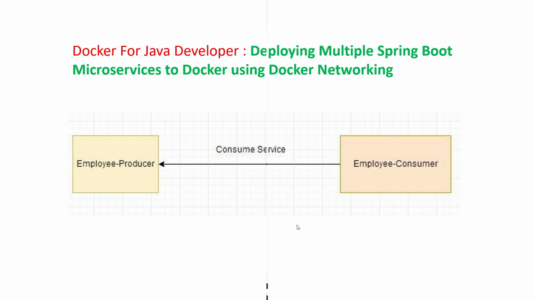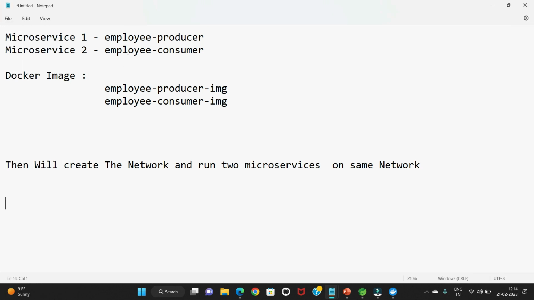Okay, so let's start. First we will create the employee producer microservice, then we'll create the employee consumer microservice. After that, we'll create the Docker image of employee producer and the Docker image of employee consumer. Once that is done, we will create the network and run our two microservices on the same network. So let's create the microservices first.